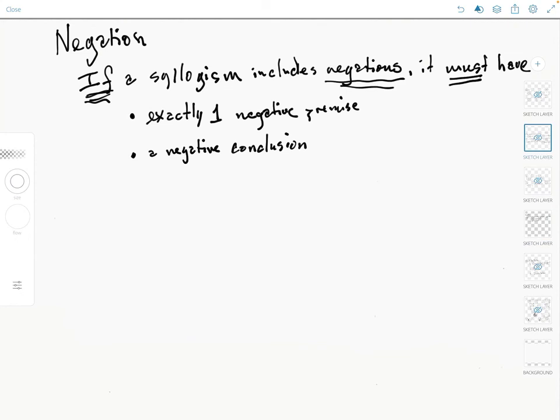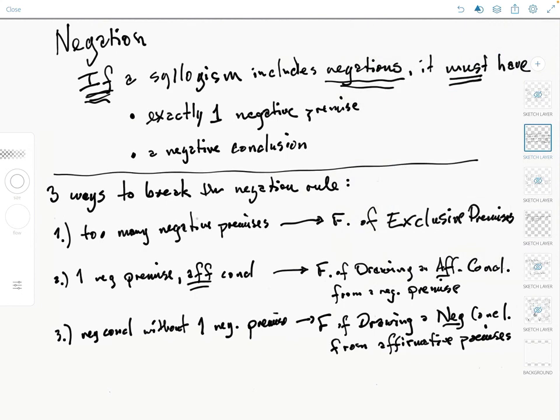Now let's look for some patterns in the ways that syllogisms might break this rule, because it's those patterns that will be named fallacies. So let's open this and let's look at the three ways that it's possible to break the negation rule. Okay, first, you could have too many negative premises. So remember, the rule is exactly one negative premise. If you have too many, in other words, if they're both negative, then you have what we will call the fallacy of exclusive premises. So that's the first pattern.